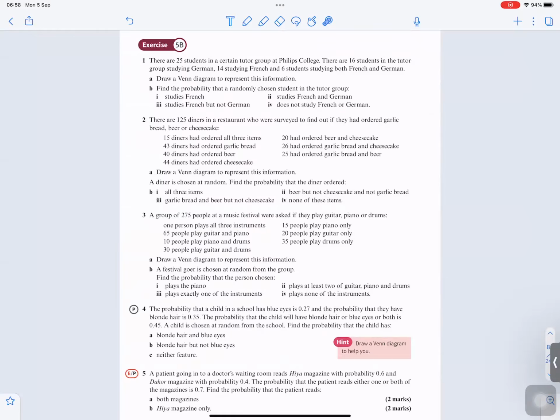Now you can press pause and have a go at this exercise 5B.